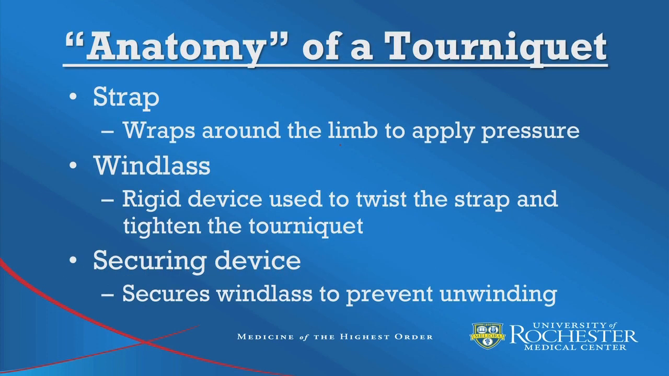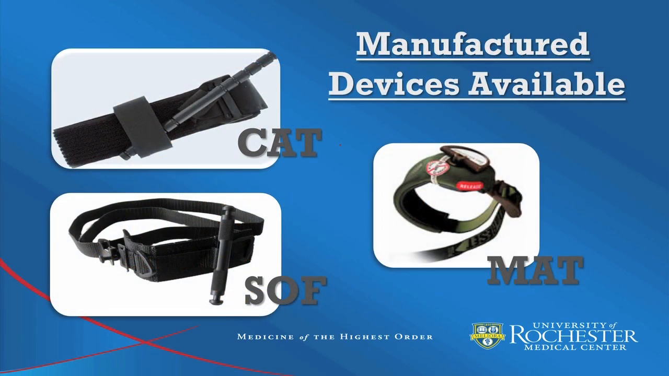There are three main parts of the tourniquet: the strap, which wraps around the limb to apply pressure; the windlass, which is a rigid device used to twist the strap and tighten the tourniquet to stop bleeding; and a securing device, which secures the windlass to prevent unwinding. Here are three examples of different tourniquets: CAT, or Combat Application Tourniquet; MAT, or Mechanical Advantage Tourniquet; and the SOF, or Special Operation Forces Tourniquet.